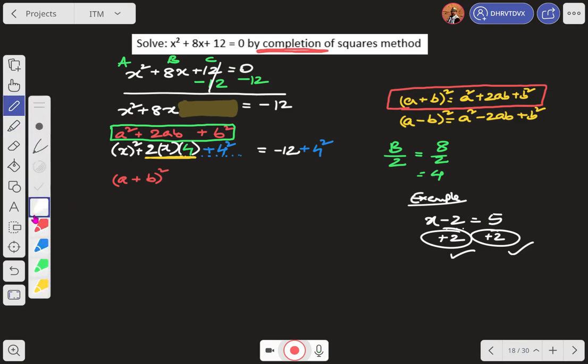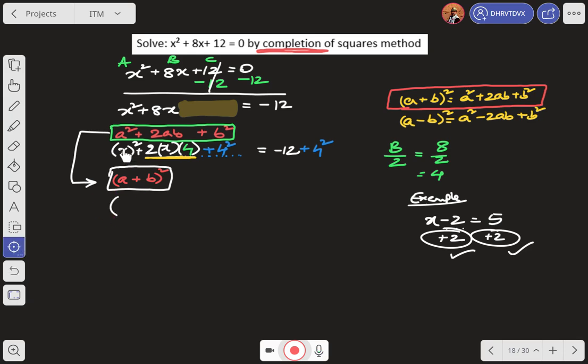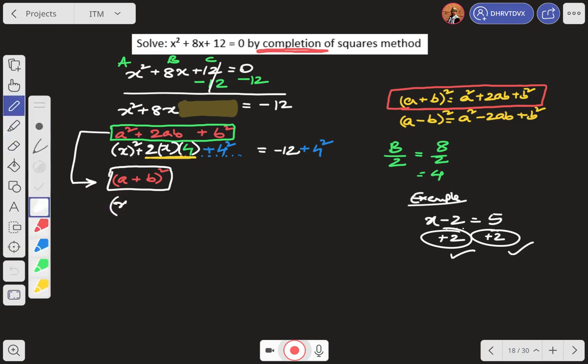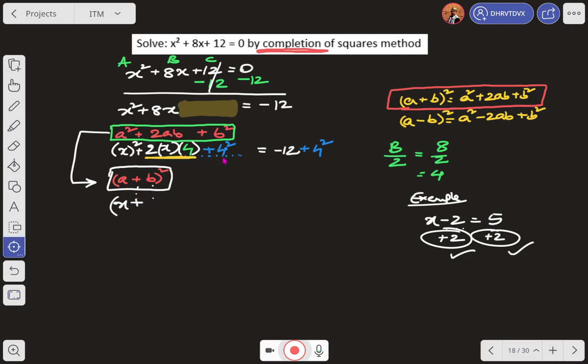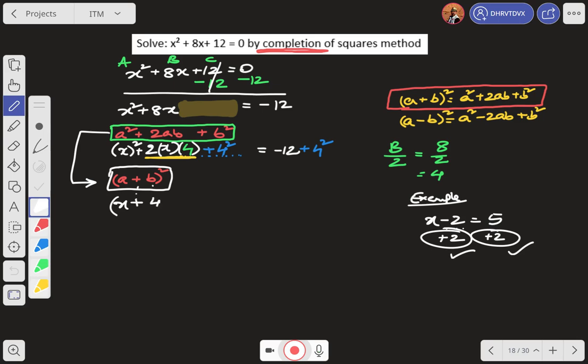Okay, now let's check. A square plus 2ab plus b square, the rule says it is a plus b whole square. We know that the value of a is x. Therefore, let me take x here, then plus what is the b value? You can see that b is 4, right? That's what we thought in the previous step. So it is 4 square equal to, let's do some math here. What is 4 square? 16. Negative 12 plus 16 gives us 4.